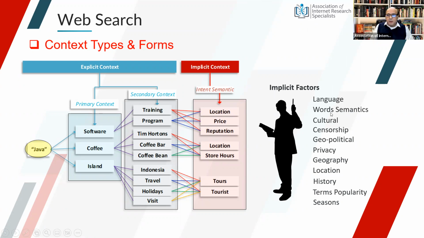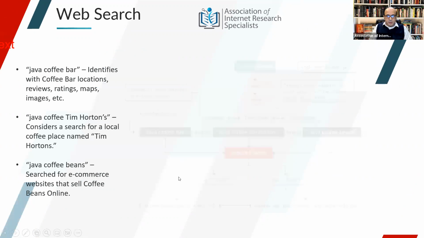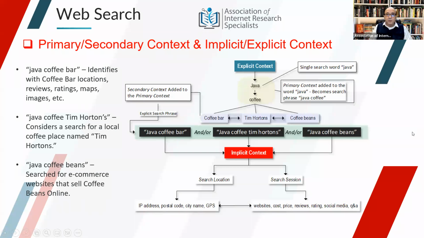Some of the factors that would be considered for giving the implicit meaning are the language you're using, obviously the word semantics, and the culture. Certain words are censored, certain words are filtered out. In KSA, for example, the Kingdom of Saudi Arabia, I know that doing a search using certain wordings that are part of the censorship or culturally not acceptable, like anything that you're going to write against the monarch or against the kings over there, that's a taboo that will not be accepted. Then the geopolitical situation, the privacy, the geography, location, history, terms, popularity, season, and all that. We'll discuss some of these, not all of them, but implicit factors are what is considered a barrier that we have to neutralize.